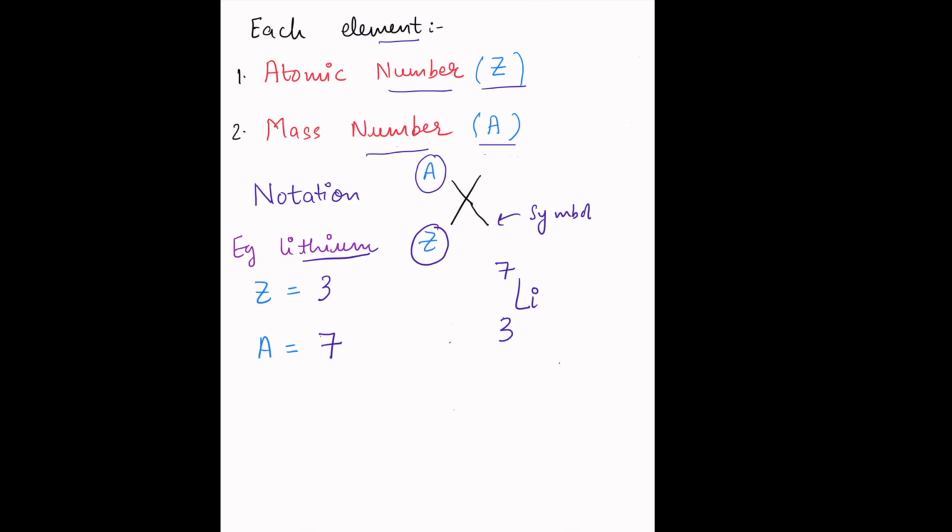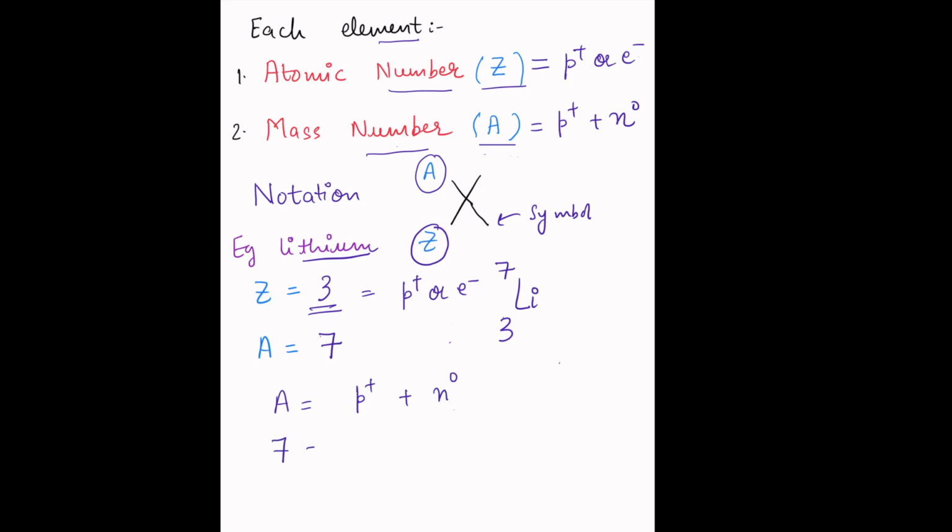Now let us understand how many protons and neutrons are present. By definition, the atomic number is the number of protons or electrons present in the atom, while the mass number is the sum of protons and neutrons. Therefore, in the case of lithium, since the atomic number is 3, that means there are the same number of protons or electrons. The mass number by definition is protons plus neutrons.